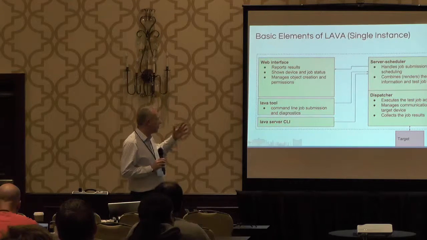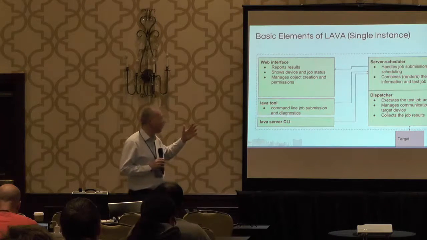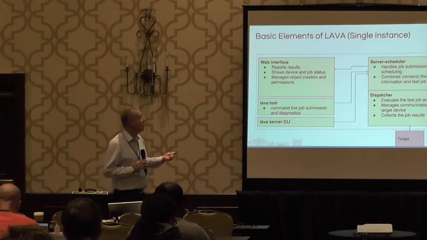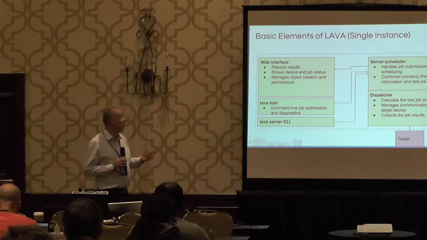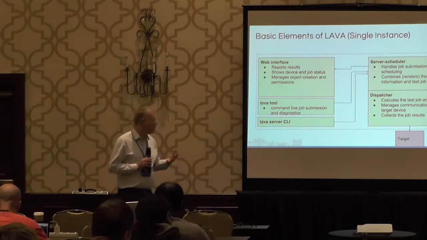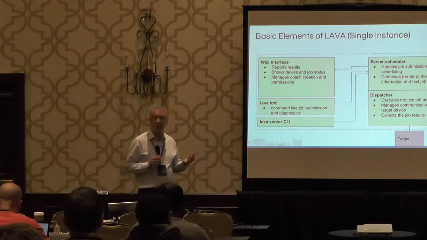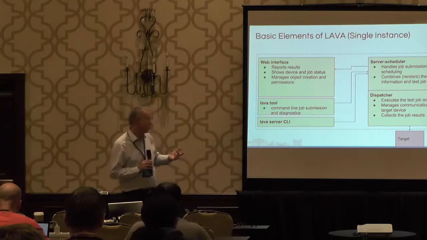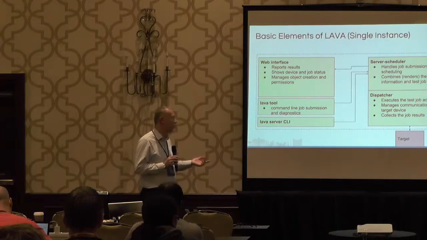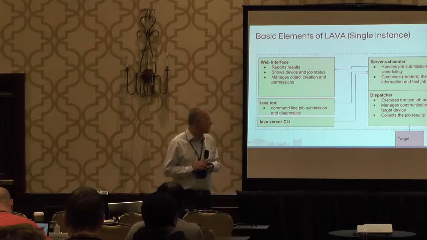On the right-hand side are those major infrastructure blocks, and on the left-hand side are the way that you interface to them. There's a web UI, which reports the results, shows the device and job status, and manages object creation and permissions. There's a command line tool called Lava Tool, which, as the name suggests, is your one-stop shop for everything in terms of day-to-day interacting with Lava. Command tool for job submission, diagnostics, and there's also a command line interface directly to the server scheduler.